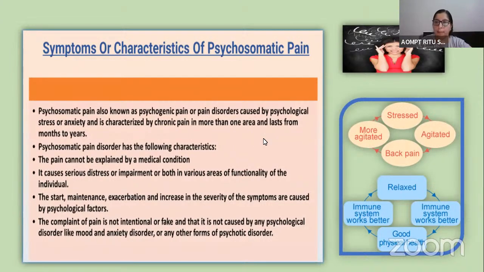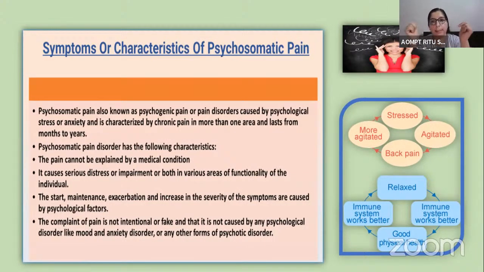So in this also you can see that if there is a back pain, it's more agitated with the stress, or stress agitates the back pain. Or if they want good physical health, the immune system works better when they feel relaxed. So this kind of cycle also comes in their brain according to their convenience or their assumptions: if they are feeling stressed, they will feel more stressed; if they feel relaxed, they will feel more relaxed. This kind of condition is the psychosomatic pain.